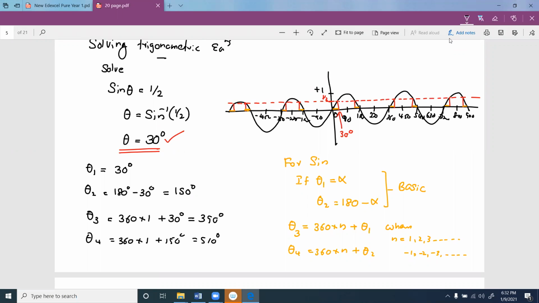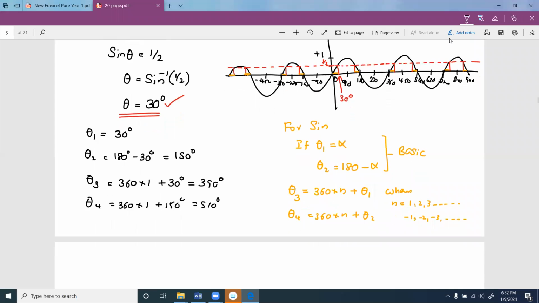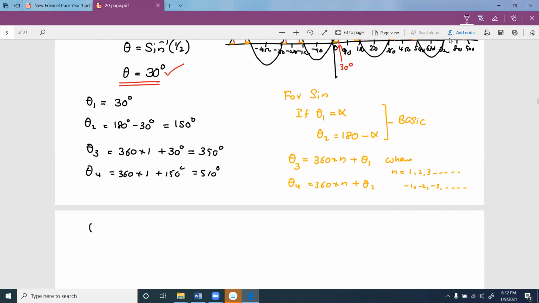Right, okay. If you want to go further, if you want to find more angles, theta 5: 360 into 2 plus the first angle. It's done up to 750. If you want to go further, theta 6: 360 into 2 plus the second angle, 150. Always remember, these two primary angles we use to find the other angles. It is done up to 870. Like that, you can go ahead with this.